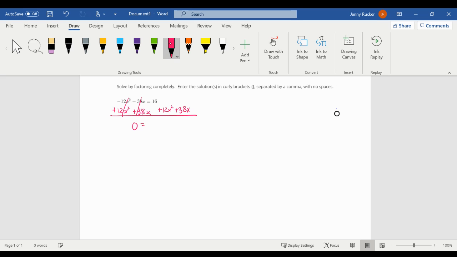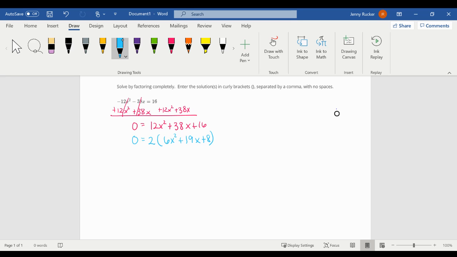So now I have 0 equals 12x squared plus 38x plus 16. I need to factor completely, so I'm looking for the GCF of 12x squared, 38x, and 16. The GCF is 2, so I'll do 2 times 6x squared plus 19x plus 8 is equal to 0.